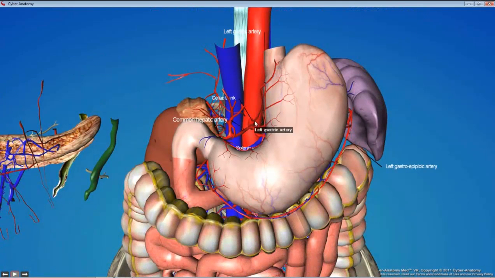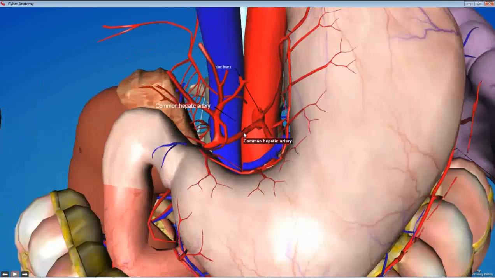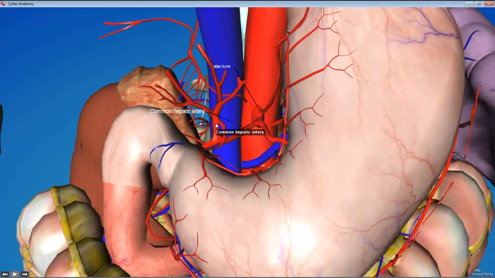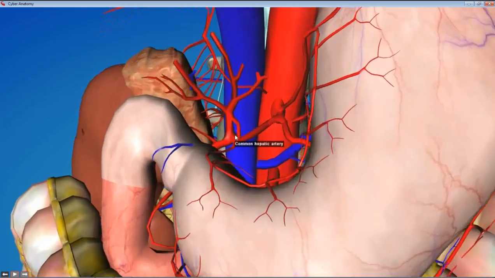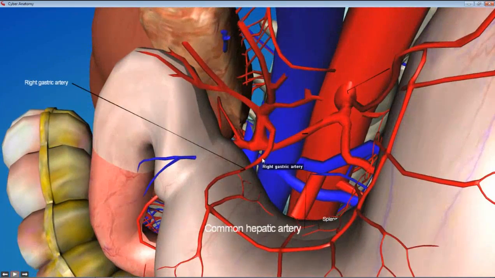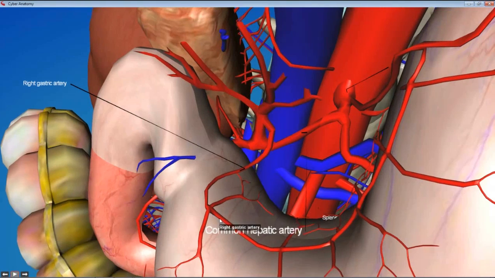The third branch from the celiac trunk is branching in a rightward direction. It'll be almost horizontal and is going to be heading towards the liver with several other branches that are going to non-liver structures. So we're calling this artery the common hepatic. One of its branches is branching off and heading towards the lesser curvature of the stomach on the right side, and that's going to be the right gastric.